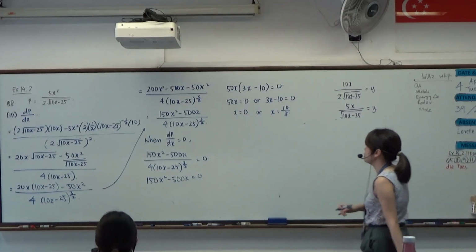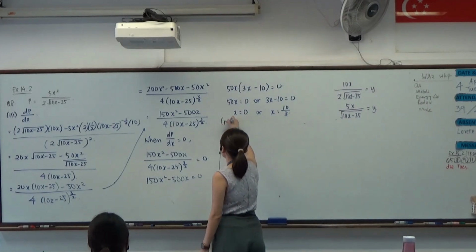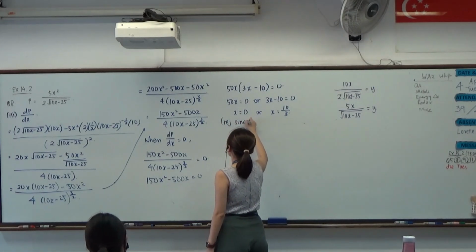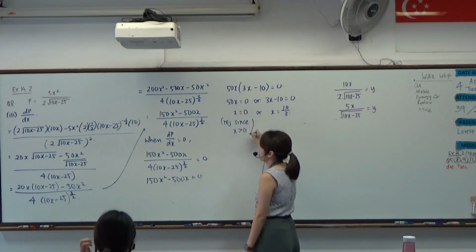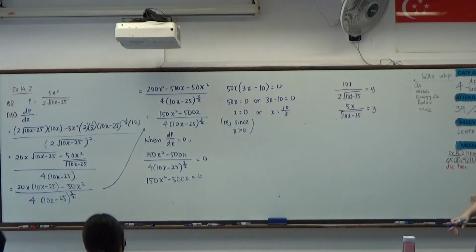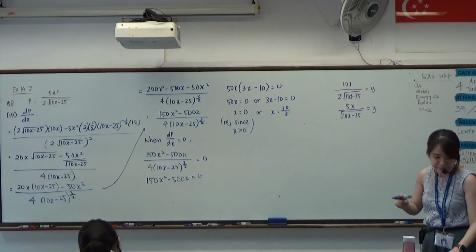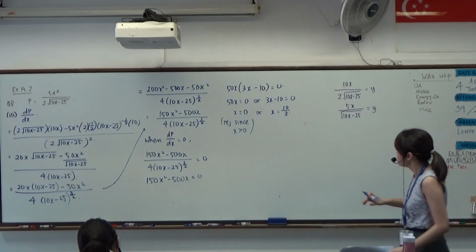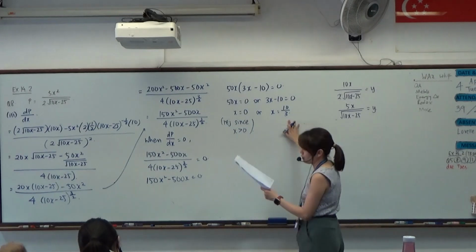Now we very well know that x cannot be equal to 0. I'm just writing down the reason here so that we are aware: because x must be greater than 0, since x is a length as shown in the diagram. So therefore x equals to 10 over 3.